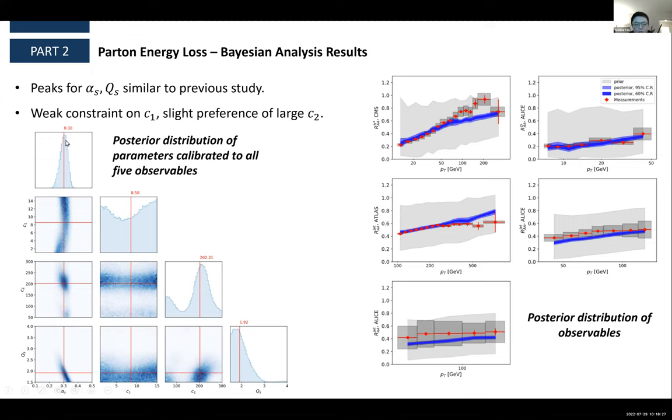And surprisingly, the values at the peak are very similar to previous studies, maybe slightly smaller for the QS. And also we see a weak constraint on C1 and a slight preference for large C2. And this is also consistent with our previous observation that the RA are very insensitive to C1 and C2.